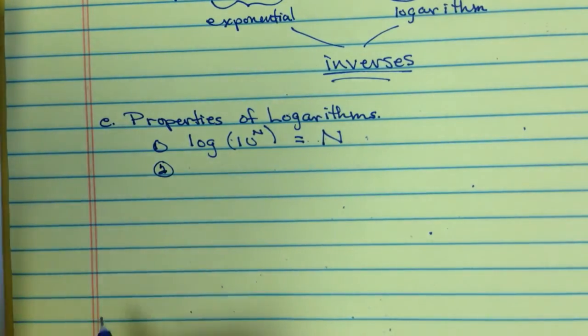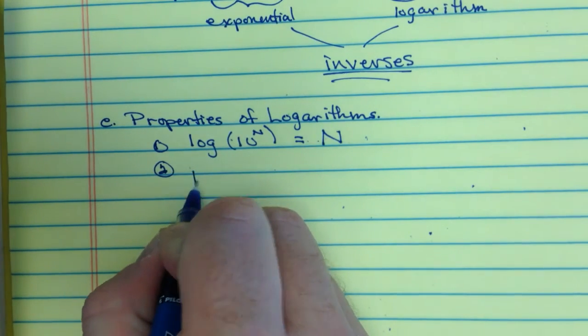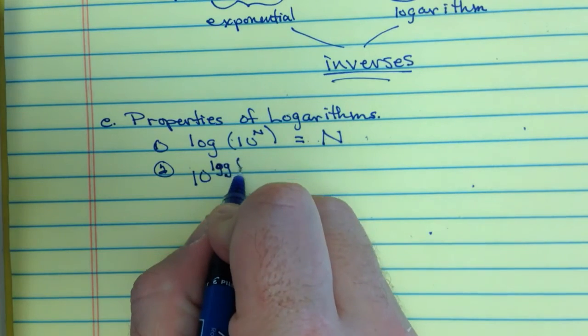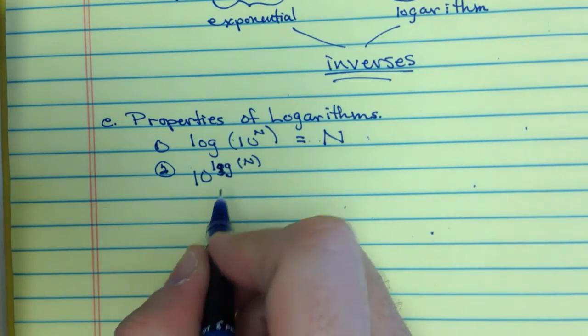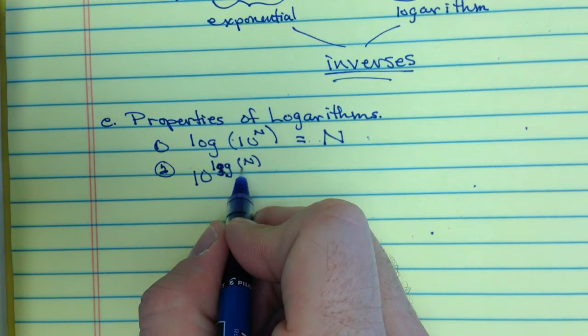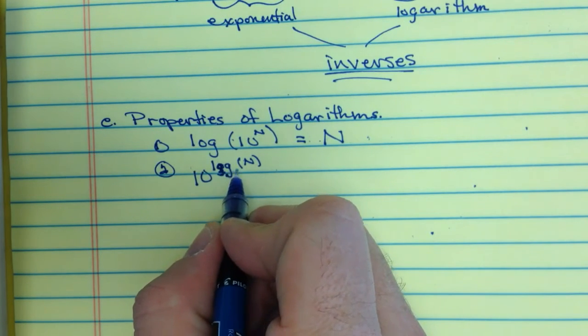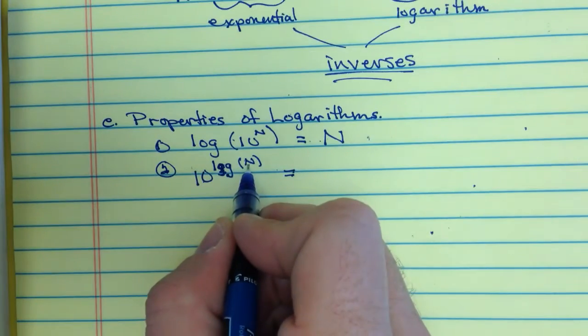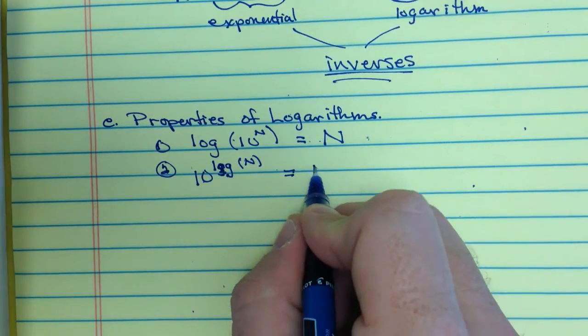Okay, little 2. How about 10 raised to the log of n? All right, well, remember, we said a logarithm is an exponent. So log of n represents whatever power I need to raise 10 by to get n. So what happens is 10 raised to the log of n is just going to be n.